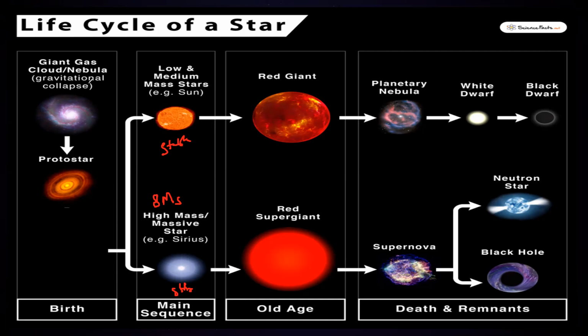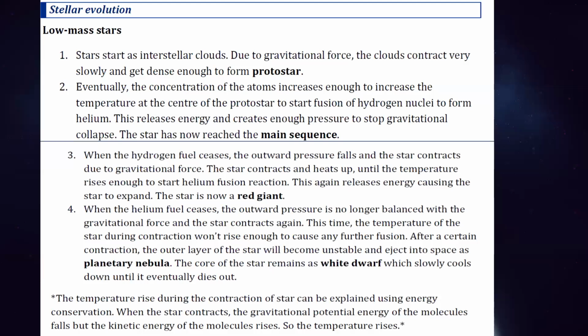If it's a low mass star, then it will be a stable star, then the stable star turns into a red giant, and then a planetary nebula, white dwarf, or a black dwarf. But if it's a high mass star, it will turn into a red giant, then there will be a supernova and it turns into a neutron star or a black hole. But what happens in these cycles? This is for a low mass star, like sun-like stars.